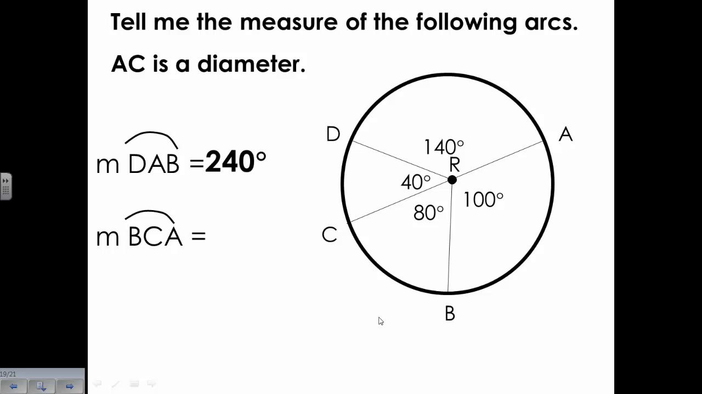BCA. Remember, Stickman needs to run the race. So he starts at B, runs to C, and then runs around to A. So BCA is 360 minus 100. Or you could have added these other ones. So sometimes it's easier to add, sometimes it's easier to subtract to get your answer.